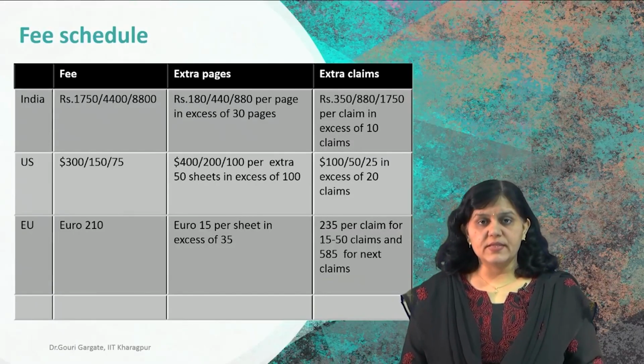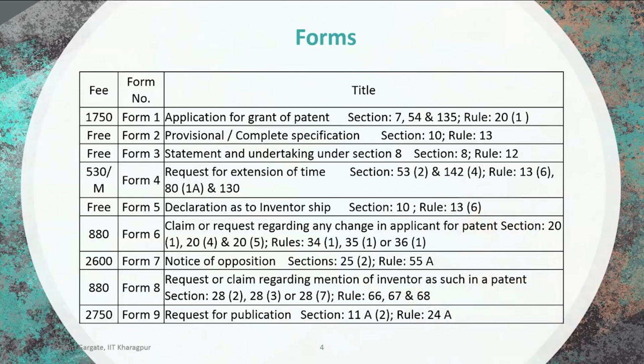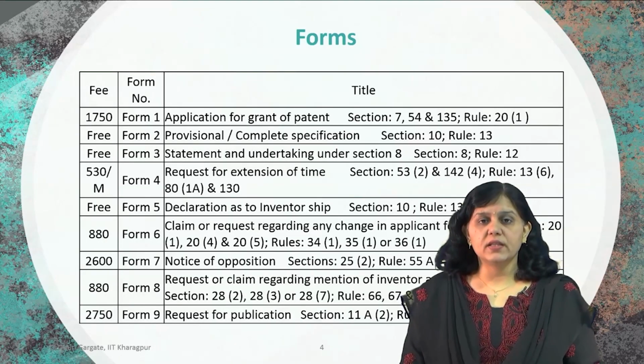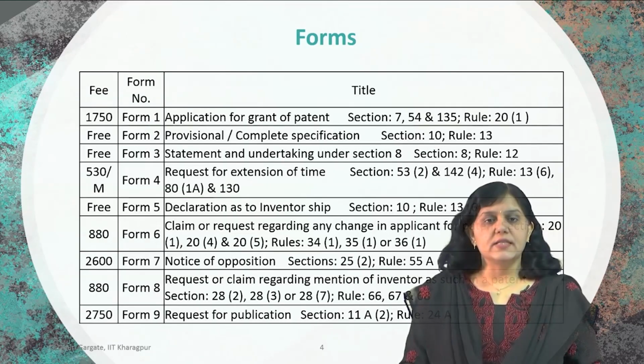Now, what about the forms? We will see the forms now. Here, if you see the forms, I have mentioned in the sheet that there is a fee, then there is a form number and there is a title. Okay, so form number 1 is for the application for grant of a patent, and we have also mentioned under which section it is considered. So, section 7 is there, and according to section 7 there are section 54 and 135 that are related to form 1, and you have already seen that the fee is 1750, right. That is the case.